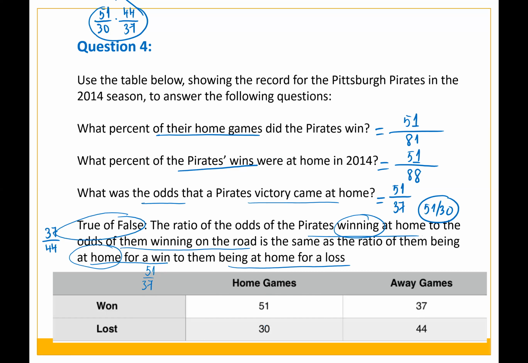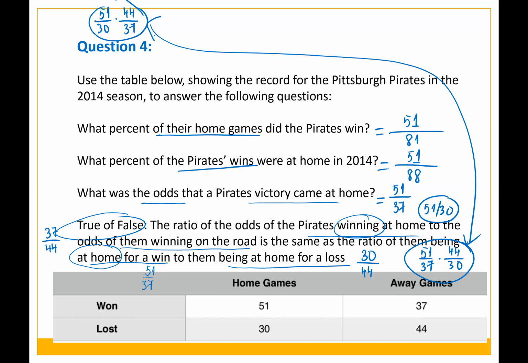So when we have losing, the loss is 30 at home, and then away is 44. Therefore, the second odds ratio is going to be 51 over 37 multiplied by 44 divided by 30, which is the exact same thing as here. So this is the second way, and also kind of the harder way to do it.